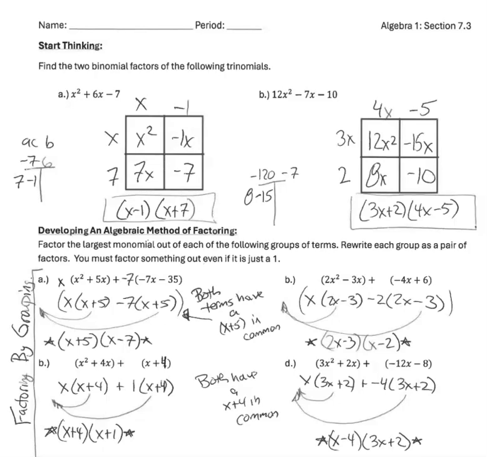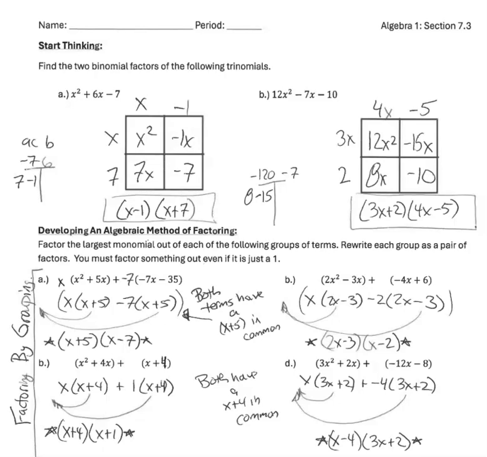Alrighty, we are continuing our study of quadratics, and we're moving closer and closer to being able to solve quadratics algebraically. Right now, we're just focusing on how to factor quadratics. So we are in section 7.3. The start thinking part says, find the two binomial factors of the following trinomials.